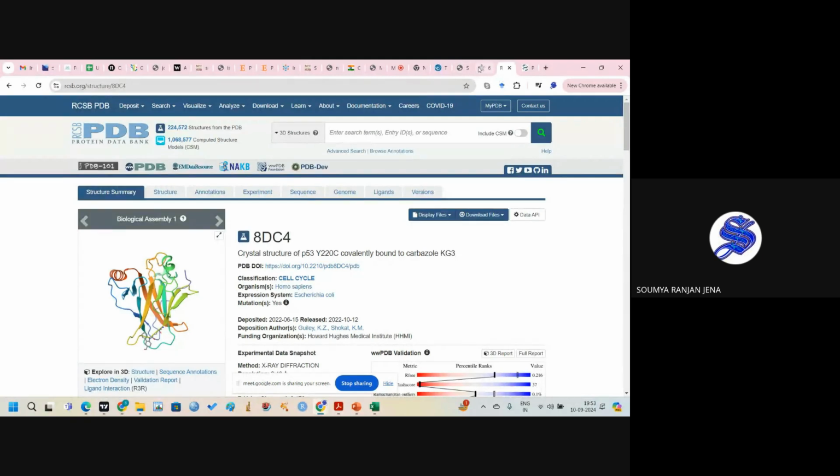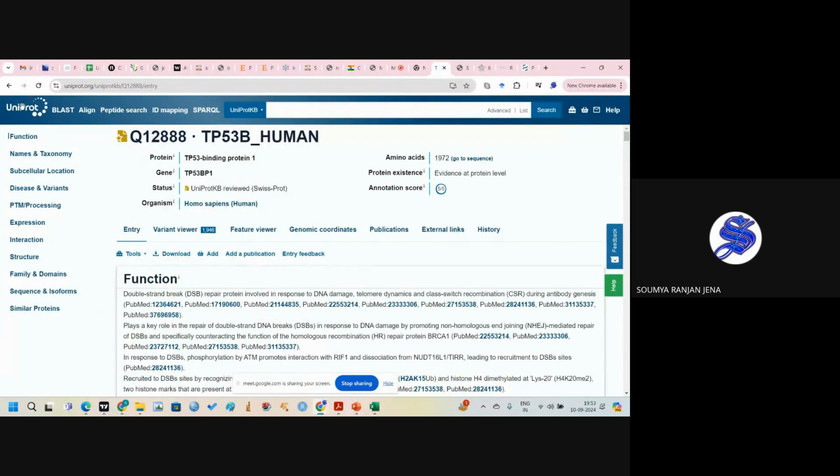This PDB is also linked to these NCBI databases, and this UniProt is also linked to these databases.